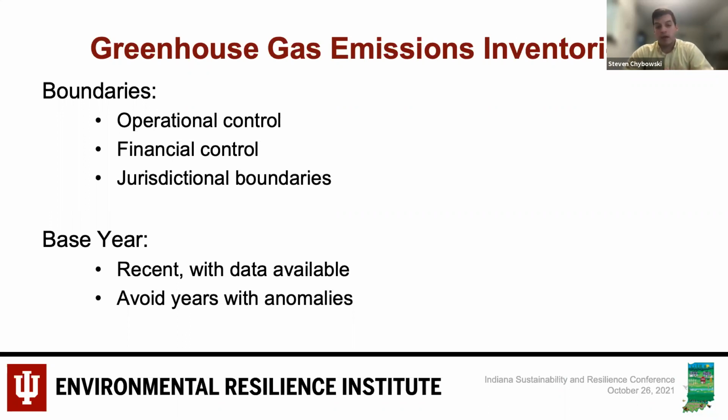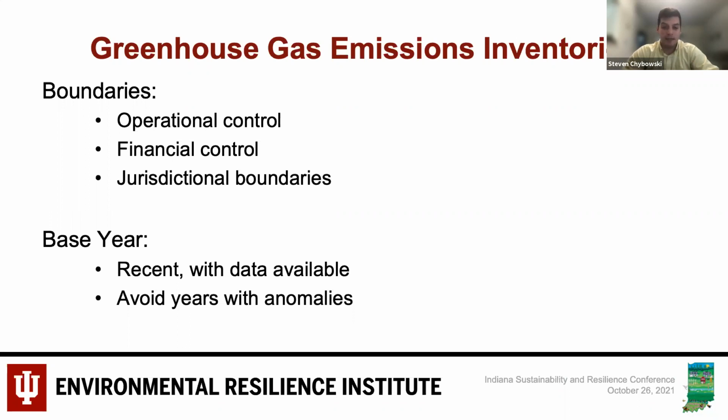An alternative way to set that boundary is to look at financial control. And that's where maybe you own a variety of properties, but again, you don't actually manage everything that happens day to day within those properties. You lease them out to other entities. But for accounting reasons, maybe you want to record everything under your financial control and take that into account in your greenhouse gas emissions inventory. So that would be another alternative way to do it. And that's just something that you need to set and make clear from the start of your inventory work.